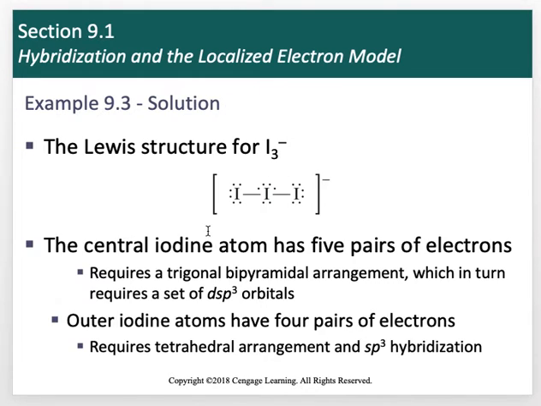That central iodine has a sigma bond in each direction, but there are no pi bonds here. There's no overlap. The central iodine just has those lone pairs living in the 3 other hybridized orbitals.